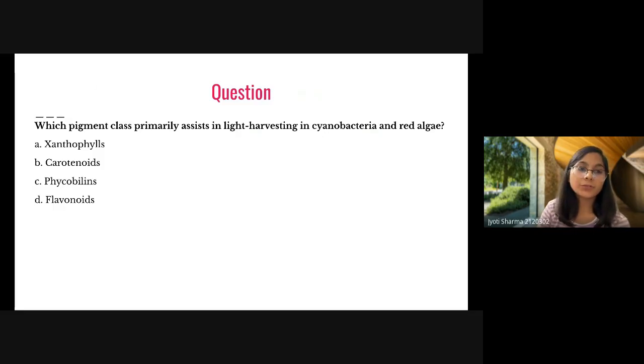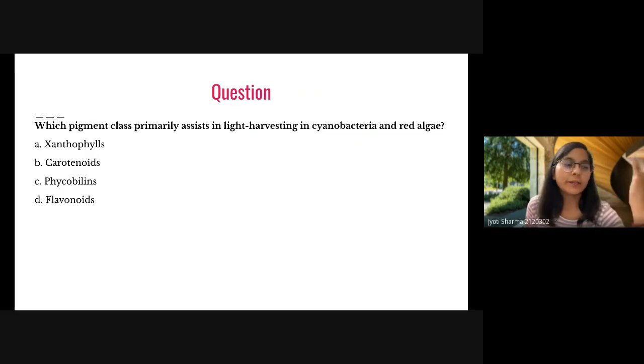Okay, coming to the next question. We have learned in primary school that chlorophyll is responsible for photosynthesis. But along with chlorophyll, to increase the efficiency of taking sunlight, we have another pigment in plants, in cyanobacteria, or in red algae to take more light. You have to tell which pigment class primarily assists in light harvesting in cyanobacteria and red algae.